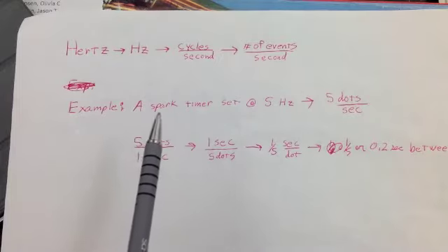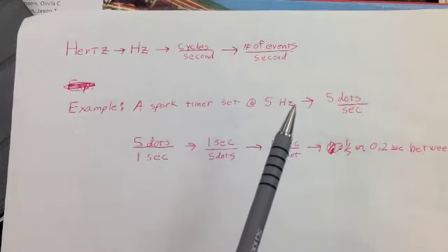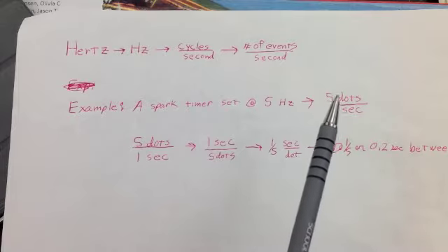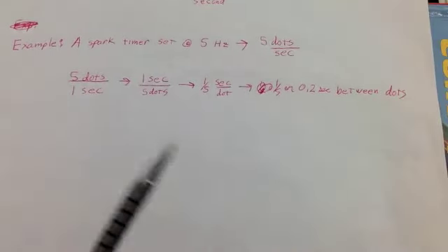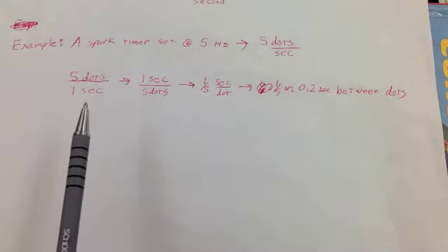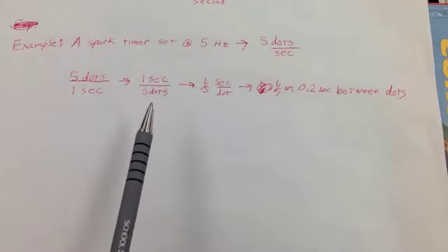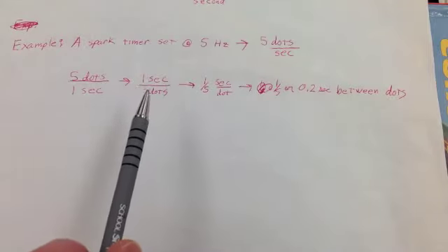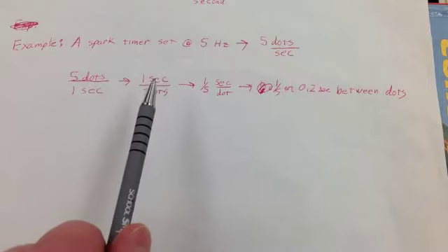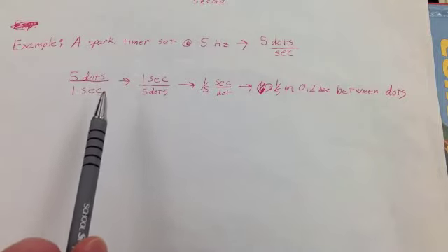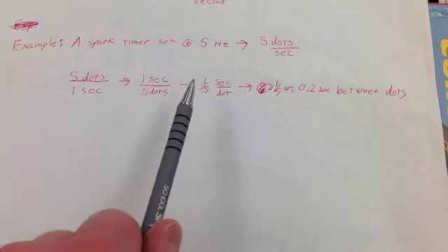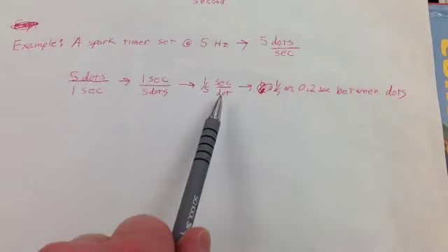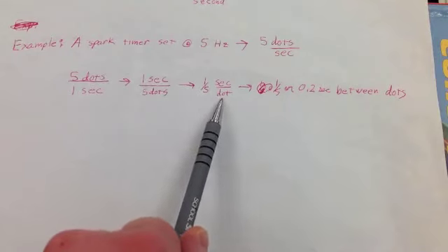So for example, if you had a spark timer set at 5 hertz, which we can't do on ours, that would mean you would have 5 dots every second. Well, if you think about that for a second, if you have 5 dots for every 1 second, that means every second you get 5 dots. So I can rewrite that. I'm not saying these are equal, but that having 5 dots in 1 second means in 1 second I get 5 dots, which means it takes a fifth of a second to get each dot.